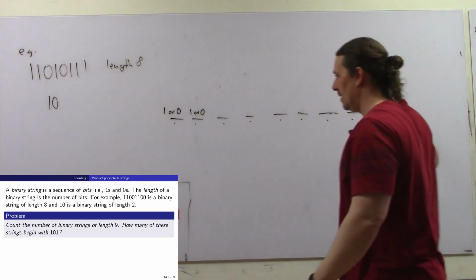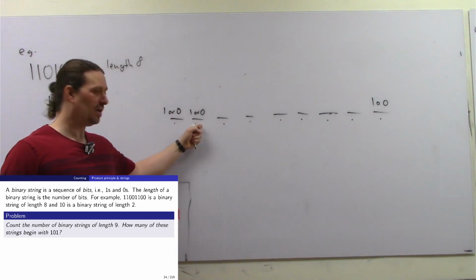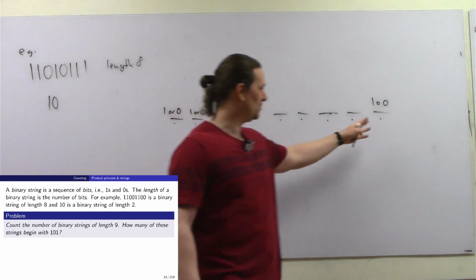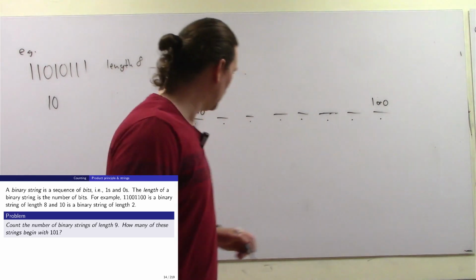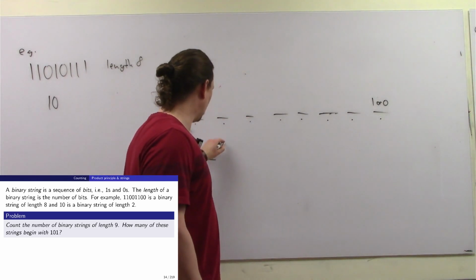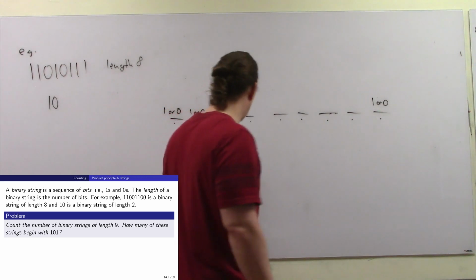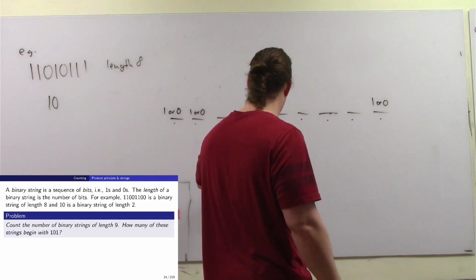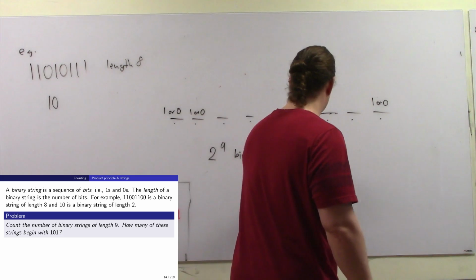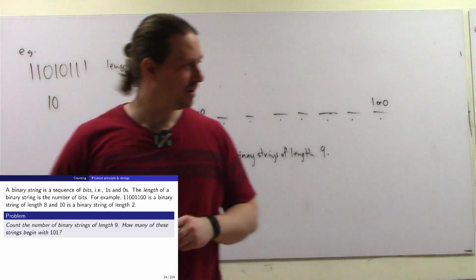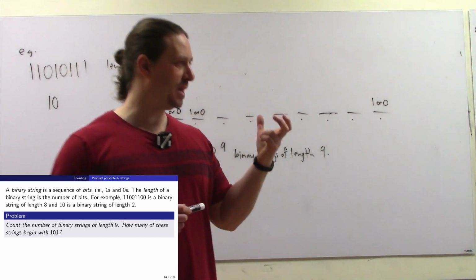And this is a product principle question, right? In step 1, I have 2 choices, a 1 or a 0. In step 2, I have 2 choices, a 1 or a 0. And in step 9, I have 2 choices, a 1 or a 0. So in total, we're going to have 2 to the 9th, right? 2 times 2 times 2 times 2, the length there. This is 2 to the 9th binary strings of length 9.